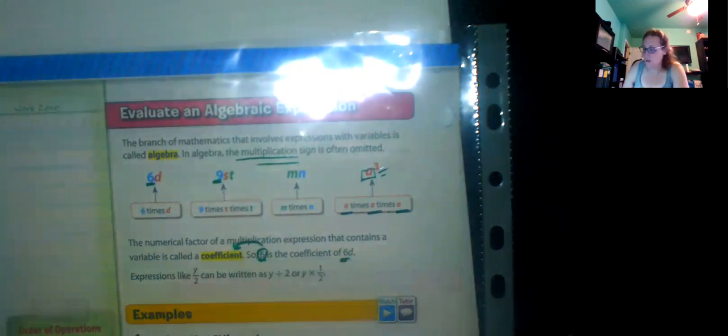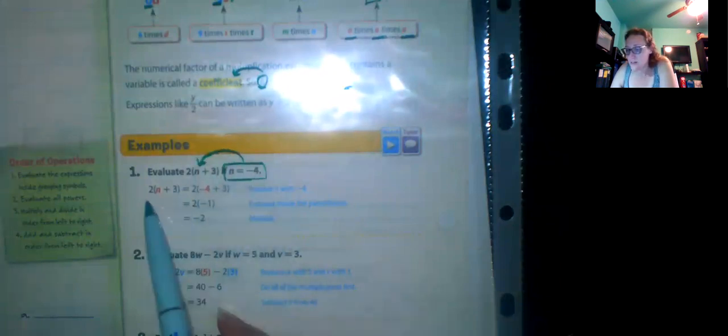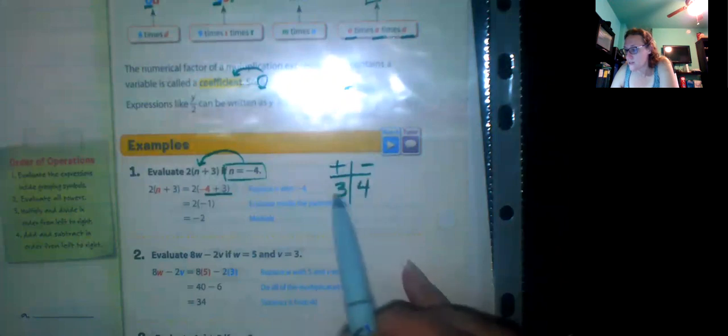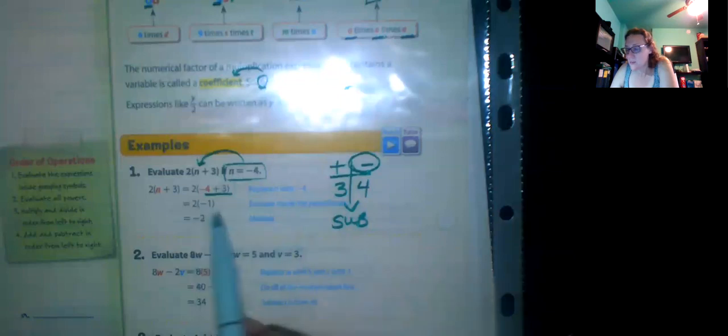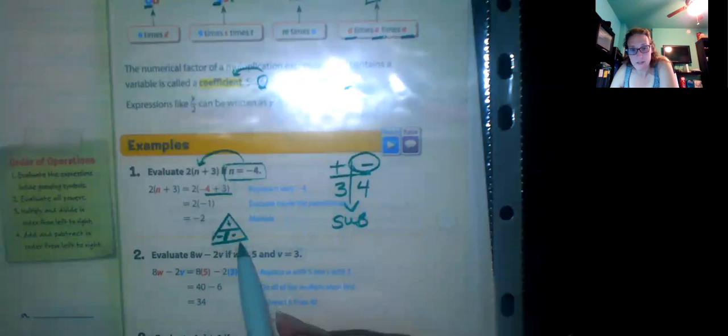Okay, all right. So you can see a couple of examples here where they've told you what the variable is and all they did was plug it into the problem. So instead of saying 2 times n plus 3, now it's 2 times negative 4 plus 3. So they figured out what negative 4 plus 3 is. Remember your T chart, 4 and 3, since they're on opposite sides, that tells us to subtract. So that's where they got the 1, and because 4 is bigger, it's negative 1. Okay, and then they multiply 2 times negative 1 is negative 2. Remember your triangle, a positive and a negative leave us with a negative.